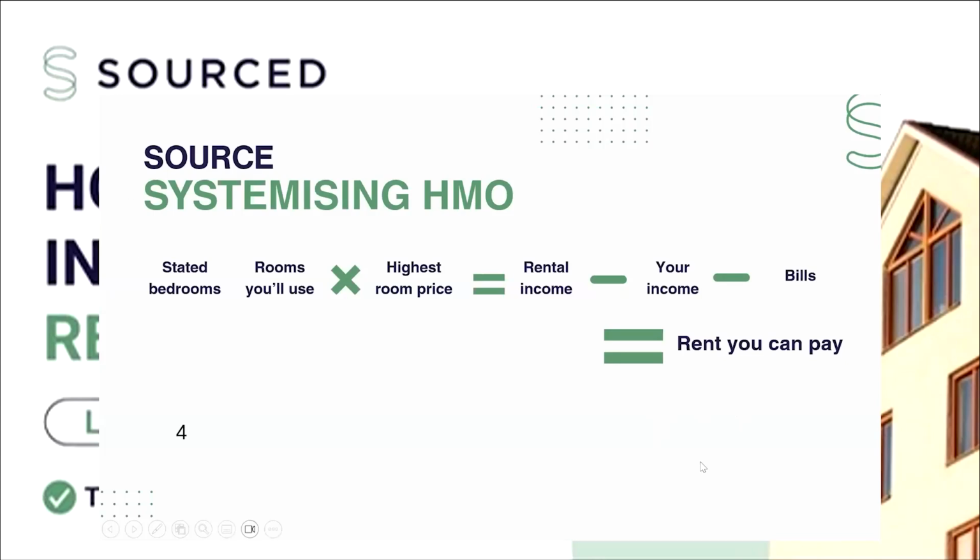So let's say that you found a 4-bedroom property on Rightmove or Zoopla or just normal portals. That's all you have to do for HMO. So you find a 4-bedroom property. You're going to probably use this as a 5-bedroom property, so you multiply it by the highest room price. So 5 times 650 quid, £3,250 is the rental income that you can make from that property.